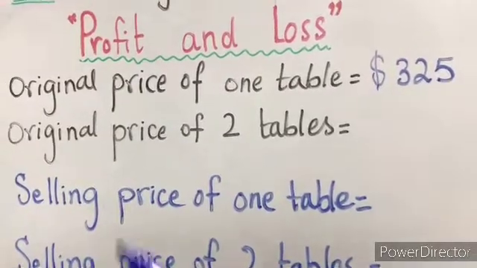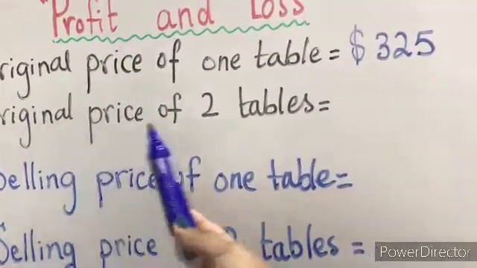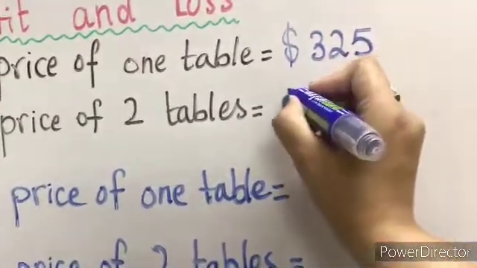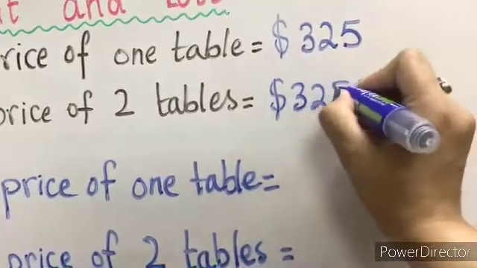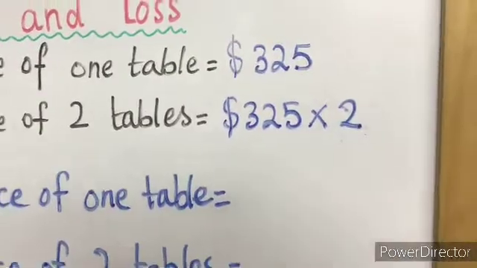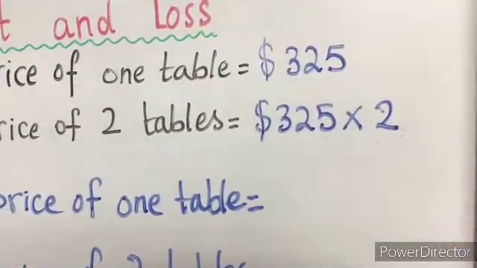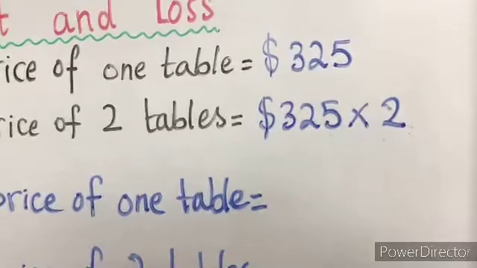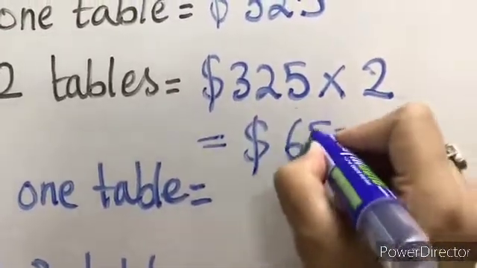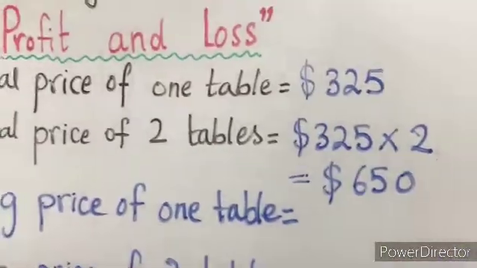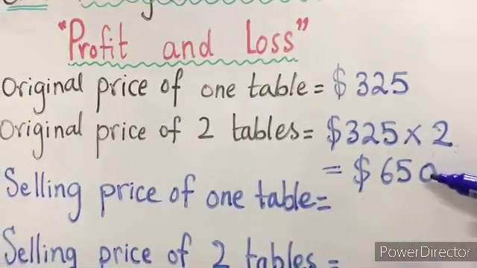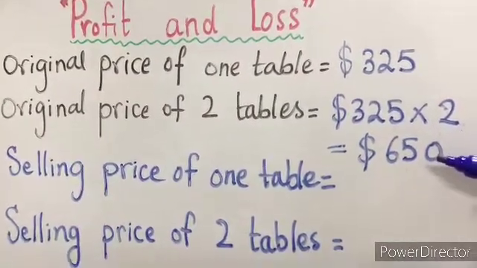So first of all, we will take out the original price of 2 tables. With this amount we are going to multiply by the number of tables, which is 2. So $325 multiplied by 2, simple. That is $650. So the original price of 2 tables is $650.